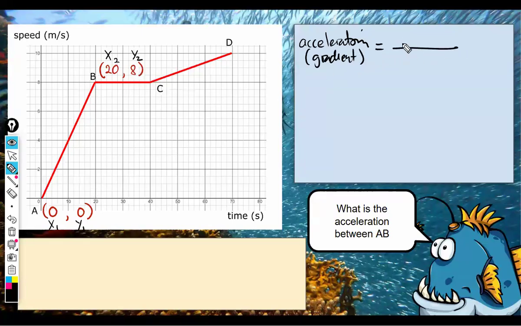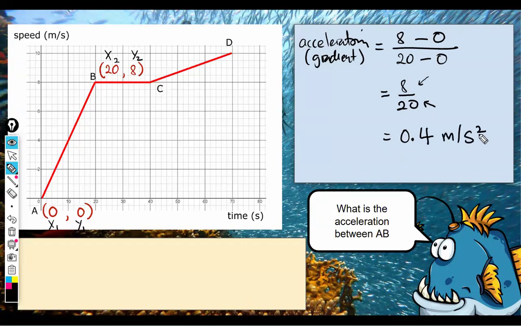Y2 minus Y1, 8 minus 0. X2 minus X1, 20 minus 0. 8 over 20. I think we're going to get a decimal, right? Some people have it the wrong way round. Remember, the 8 ends up on top and the 20 ends up underneath. 8 divided by 20, we got a real nice decimal, so I'll use the decimal. 0.4 meters per second squared.